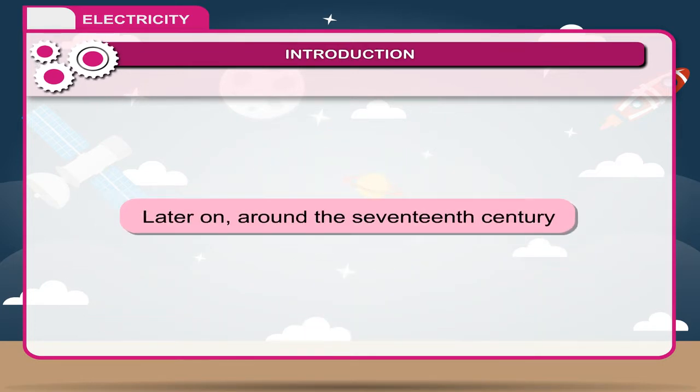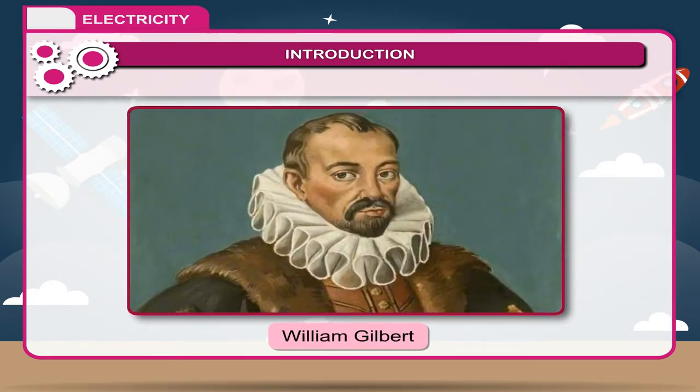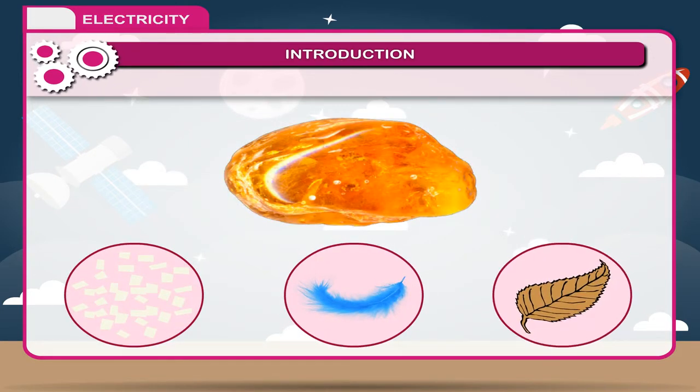Later on, around the 17th century, William Gilbert explained the experiment of Thales. He explained satisfactorily about attraction of certain tiny substances by amber rubbed with wool. The substances which develop this property of attraction are said to be charged with electricity.